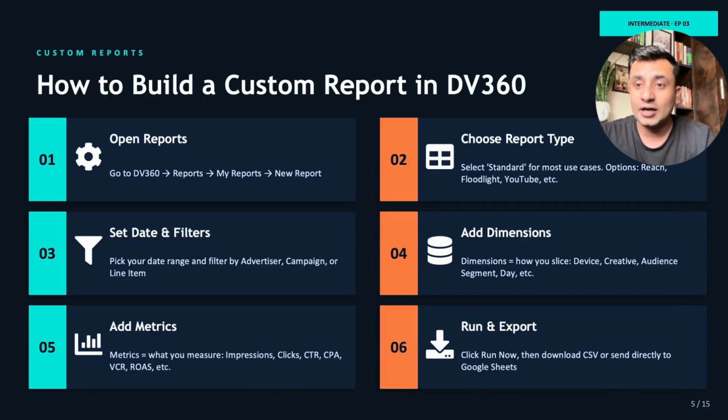And then you can filter it out by advertiser, campaign or line item. You might be wanting these reports for the entire advertiser or just one campaign or just a few line items. So you can do all those filtrations. Then you need to add dimensions. Dimensions means how you slice up these reports.